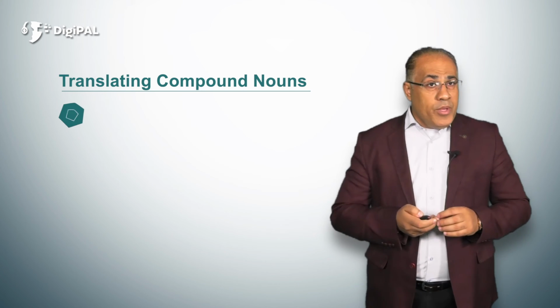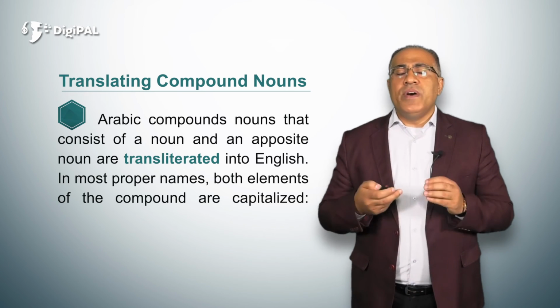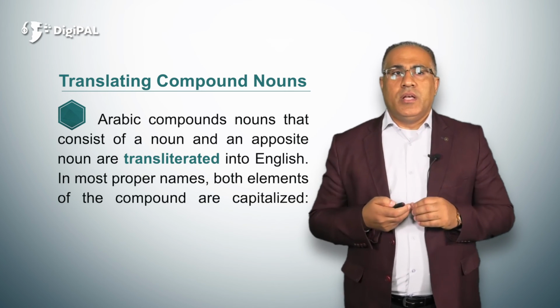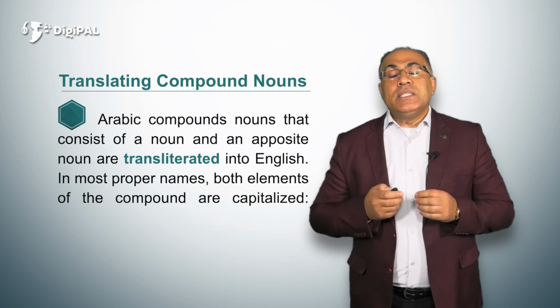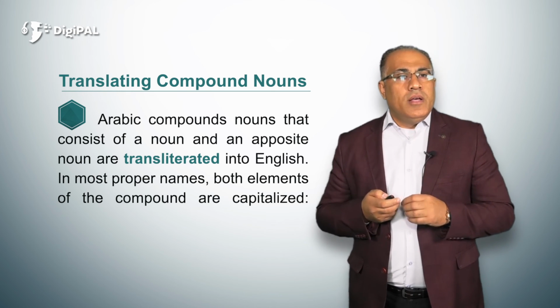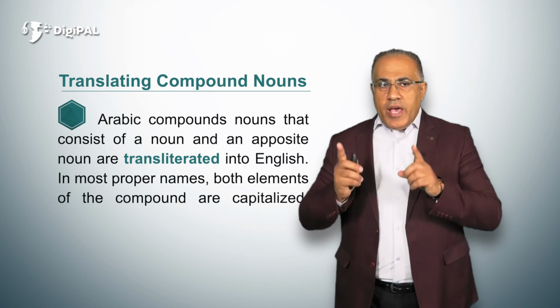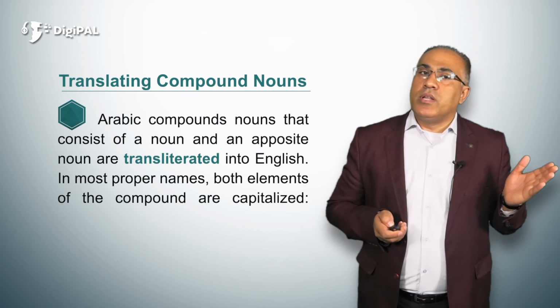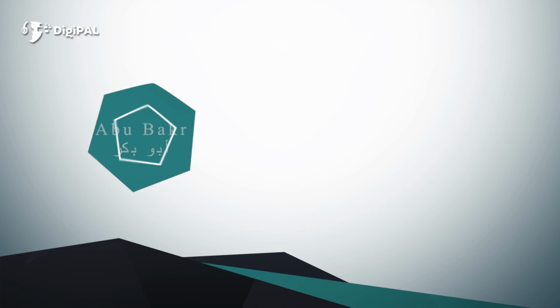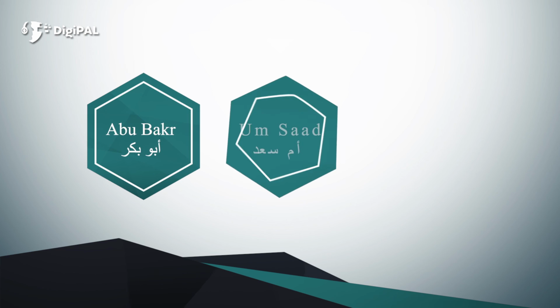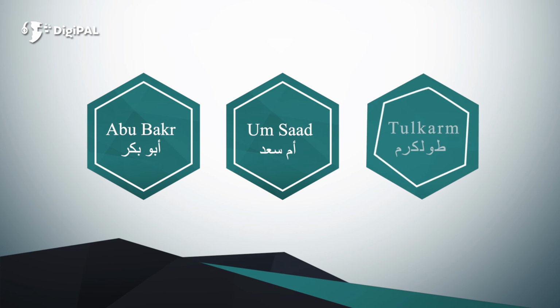Now, Arabic compound names that consist of a noun plus a noun are transliterated into English. So in most proper names, both elements of the compounds are capitalized. For instance, Abu Bakr, Saad, Abdul Karim.